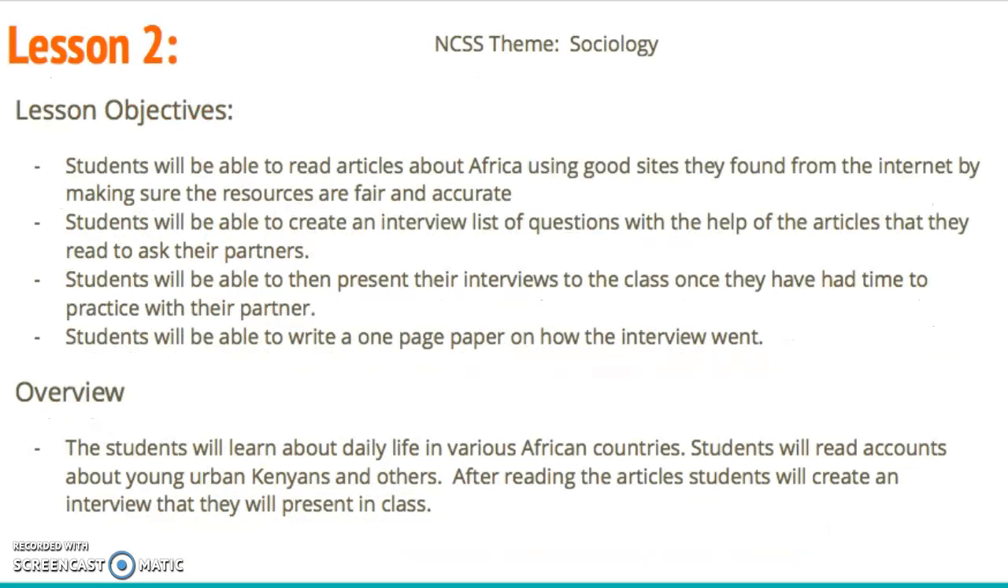The next lesson, the theme is sociology, and the objectives are students will be able to read articles about Africa using good sites that they find from the internet by making sure the resources are fair and accurate. Students will be able to create an interview list of questions with the help of articles that they read to ask their partners. Students will be able to then present their interviews to the class once they have time to practice with their partner. Then students will be able to write a 1-page paper on how the interview went.